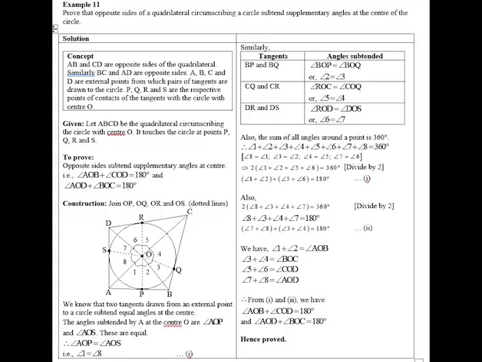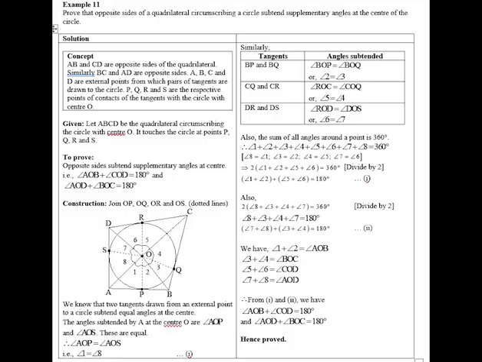Also, 2 times angle 8 plus angle 3 plus angle 4 plus angle 7 is equal to 360 degree. Dividing by 2 we get angle 8 plus angle 3 plus angle 4 plus angle 7 is equal to 180 degree. Rearranging, angle 7 plus angle 8 plus angle 3 plus angle 4 is equal to 180 degree. Mark this as equation number 2.